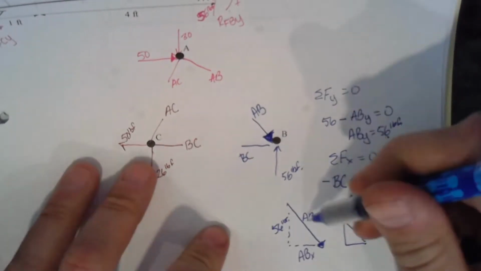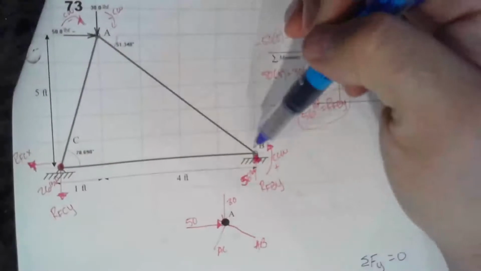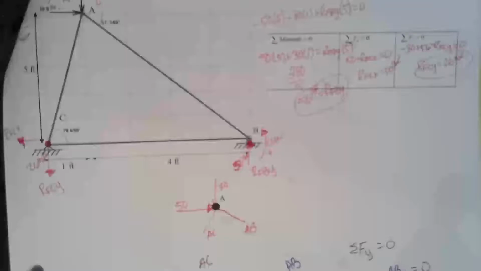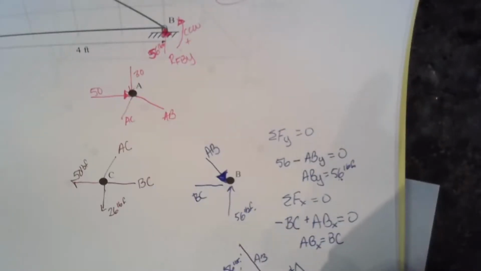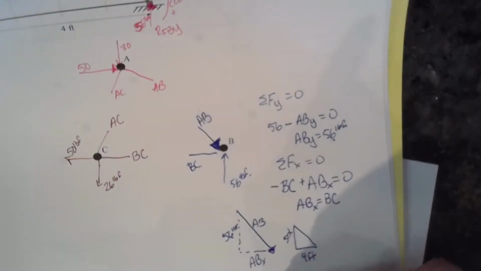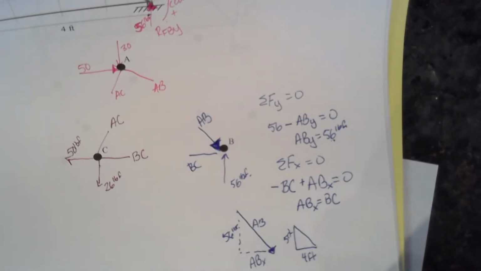So if I made AB into a right triangle, it would be 4 feet by 5 feet. So 5 feet here and 4 feet here. And now I can do similar triangles. 56 over 5 equals ABX over 4. Cross multiply. 56 times 4 is 224, equals 5 times ABX. And divide both sides by 5.